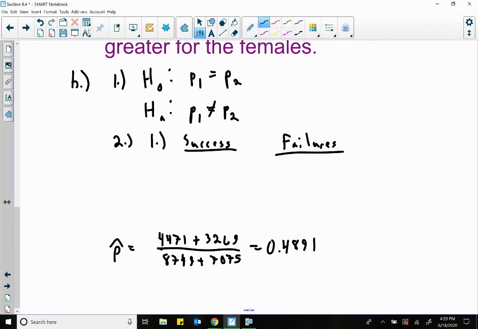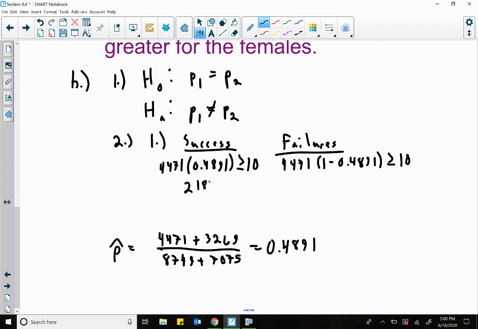And so if we check these, pretty easy to check. Take our total for P1, which is 4,471, times 0.4891. Is that greater than or equal to 10? And we'll take 4,471 times 1 minus 0.4891. Is that greater than or equal to 10? So 4,471 times 0.4891, that's definitely bigger than 10. 2,186.7661.